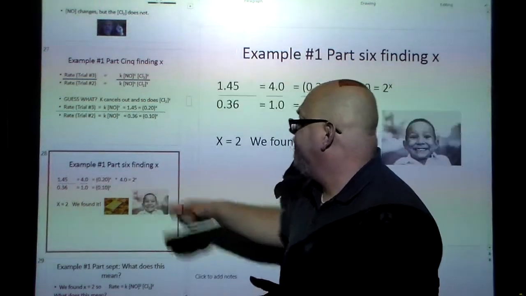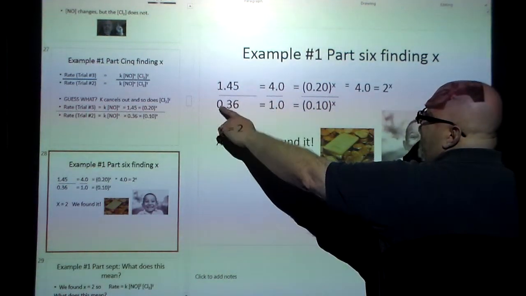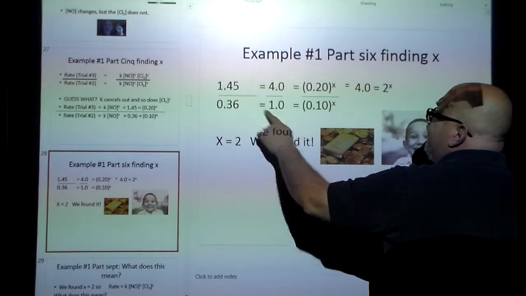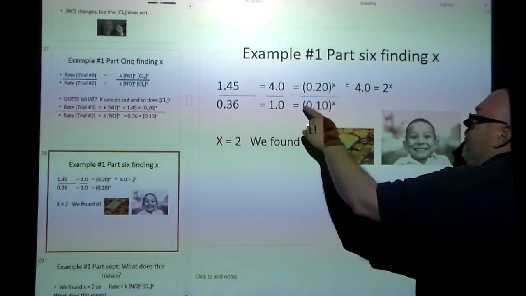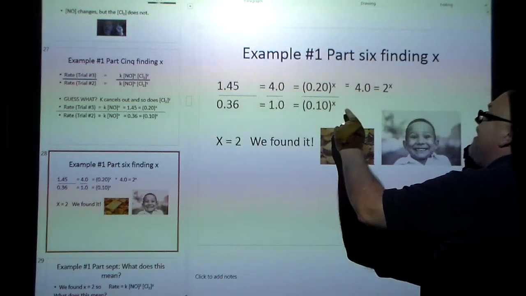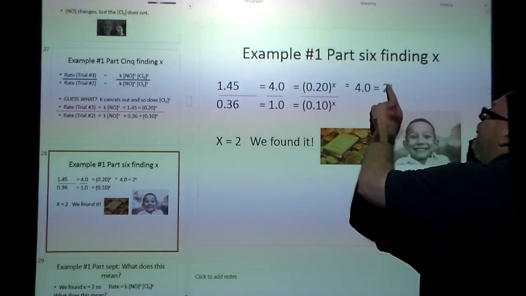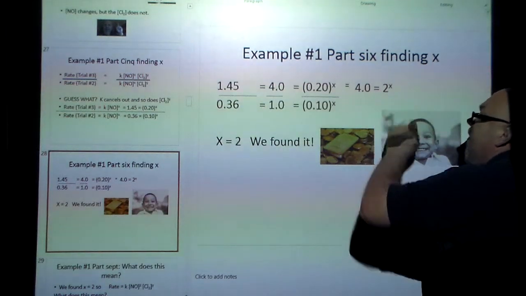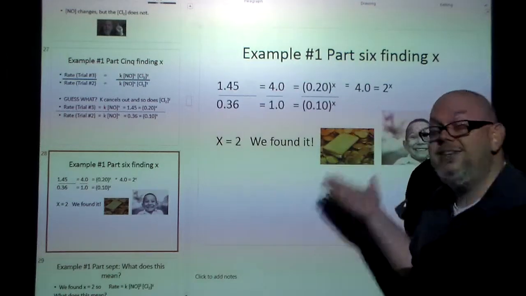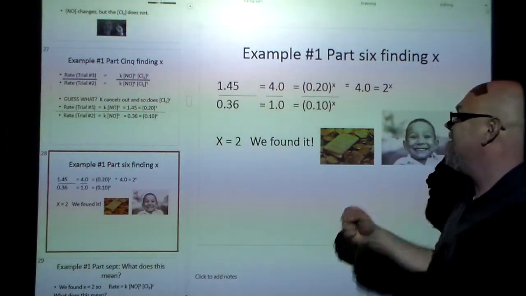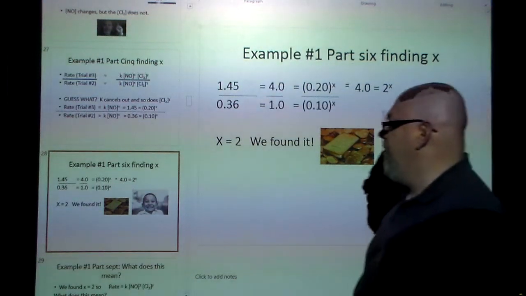Let's go ahead and divide it. So 1.45 divided by 0.36 is equal to 4, which is equal to 0.2 to the X divided by 0.1 to the X. That itself is going to equal 2, so 4 is equal to 2 to the X. 2 to what power is going to equal 4? X has to equal 2. Yes! We found it. And of course I put the happy face there to prove my point.